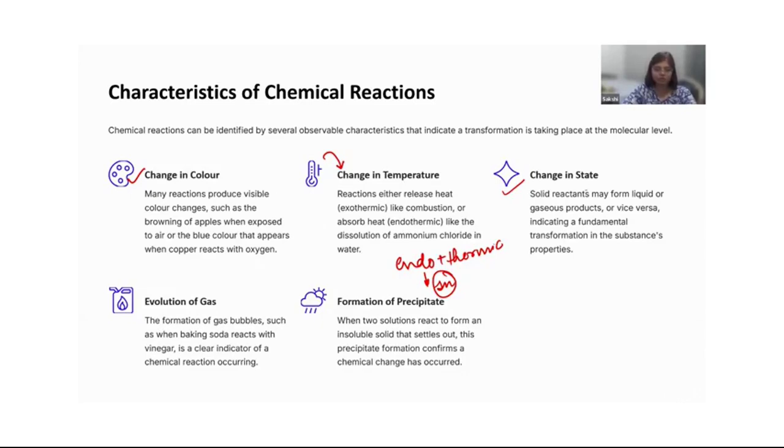Next is evolution of gas. So you must have done this very famous experiment when you take vinegar, right? And in the vinegar, when you add baking soda, right?